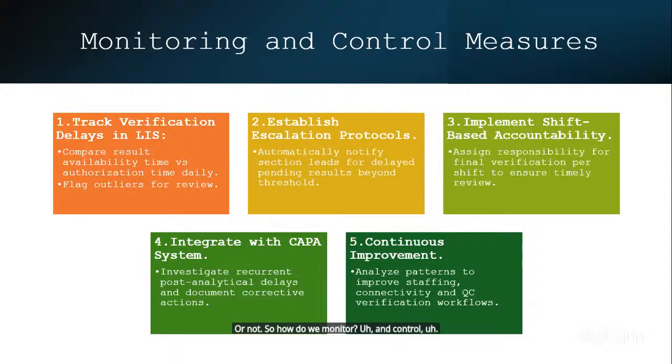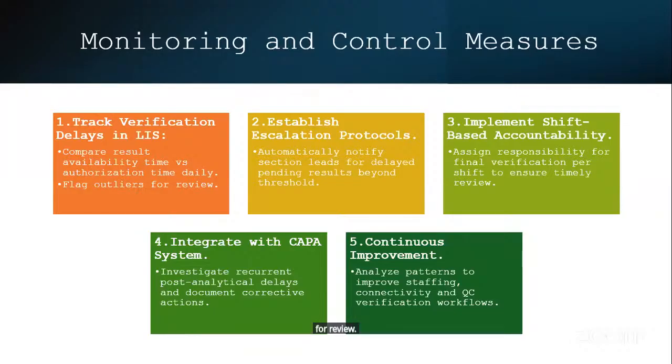We look at, number one, tracking verification delays in your laboratory information systems. How do you do that? You compare result availability time versus authorization time daily, okay? How long is it taking for a result to be available on the LIS and to be authorized for release? Those are times that can actually be used to verify this. Of course, this helps in identifying or flagging outliers for review.